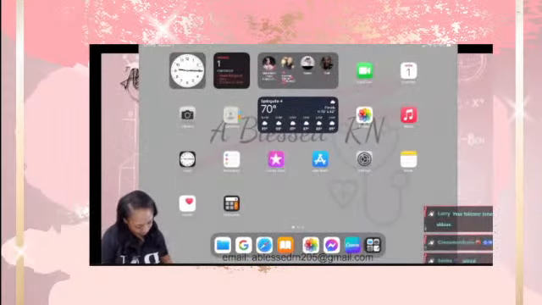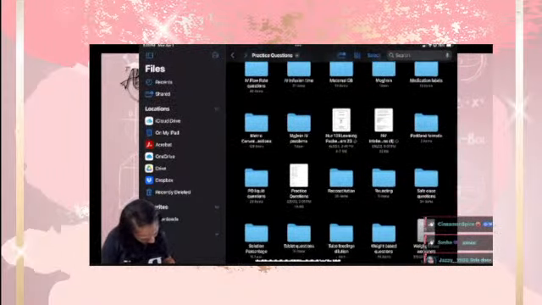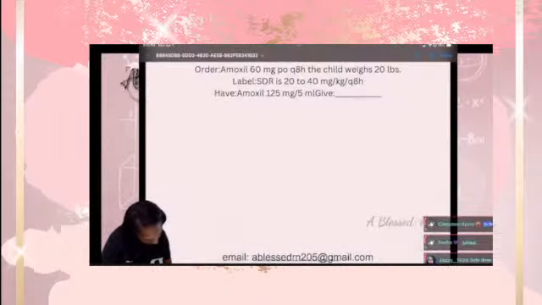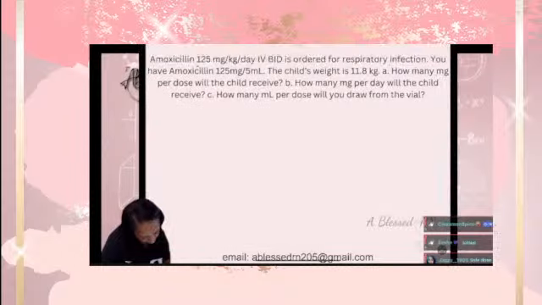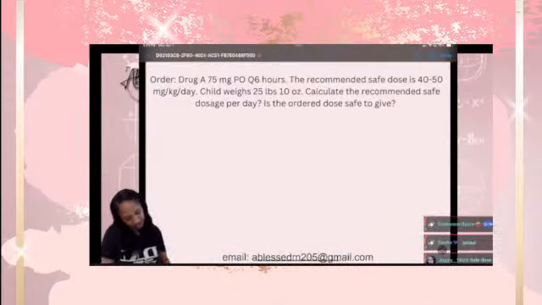Okie dokie. I don't like how that was written. It looks confusing. It's the same one. And that's not safe dose. All right.